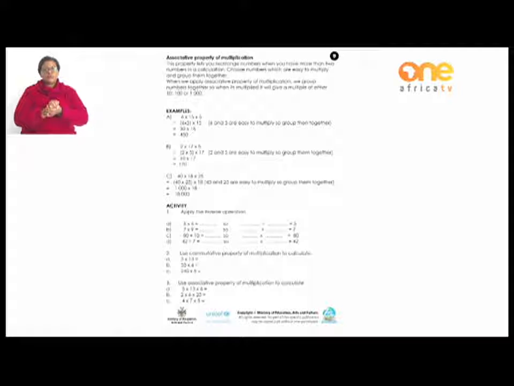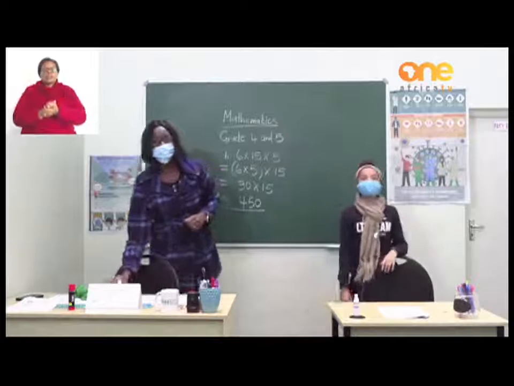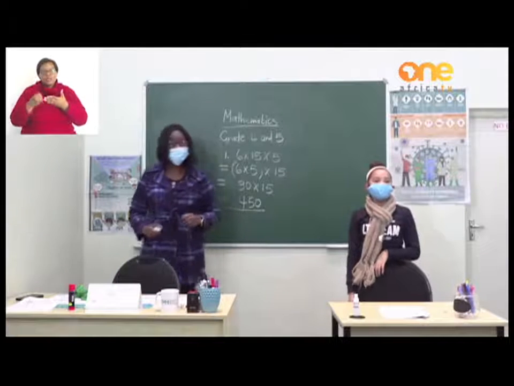Number 3, use the associative property of multiplication to calculate. A, 5 times 13 times 6. What will be the answer? But remember to apply the associative property. B, 2 times 6 times 25. What will be the answer? C, 4 times 7 times 5. You should apply the associative property. Boys and girls, that is the end of the lesson for today.